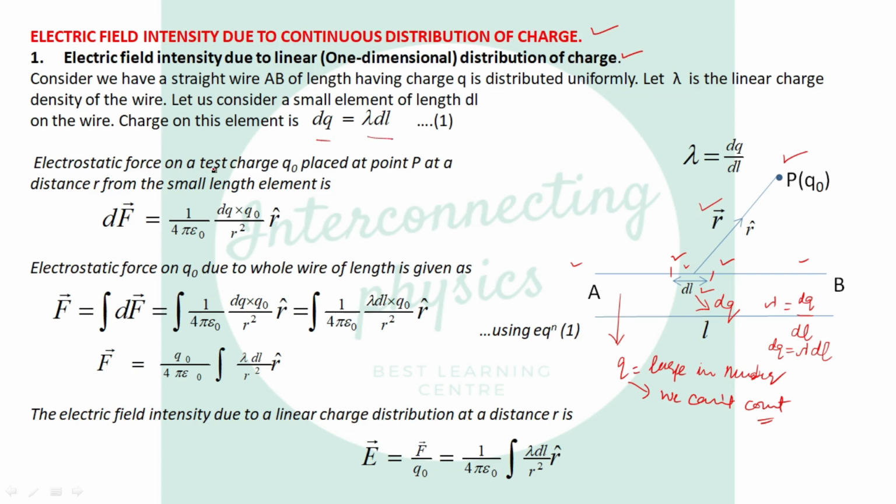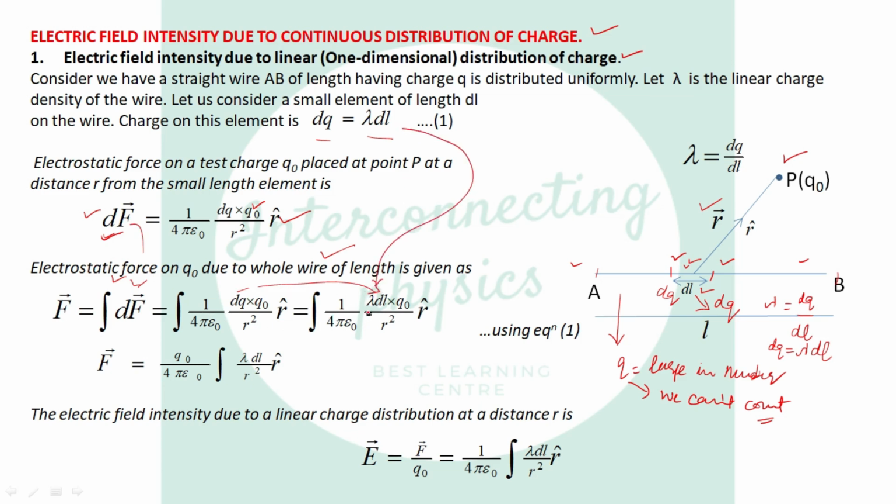Now the electrostatic force on the test charge Q0 due to this small length element is denoted by dF vector, equal to 1 over 4 pi epsilon naught, dq into q0 divided by r square, into r cap, which is given by Coulomb's law. Now the electrostatic force on q0 due to the whole wire, so we use integration. So F vector equals integration of dF. Now substitute the value of dF and substitute the value of dq, which is lambda dl, from equation number 1.